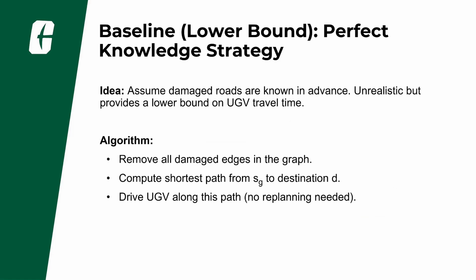The first baseline is the perfect knowledge strategy. Here, we assume that all damaged roads are known in advance. We remove these damaged edges from the graph and compute the shortest path to the destination. This is not realistic in practice, but it gives a lower bound on the best possible UGV travel time.